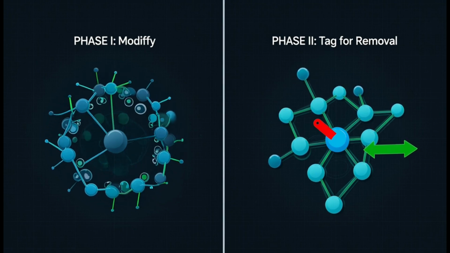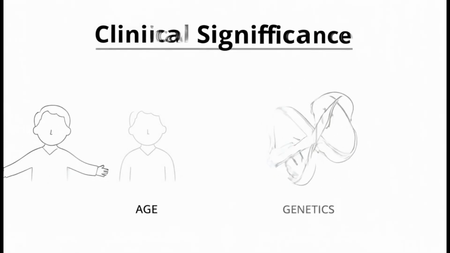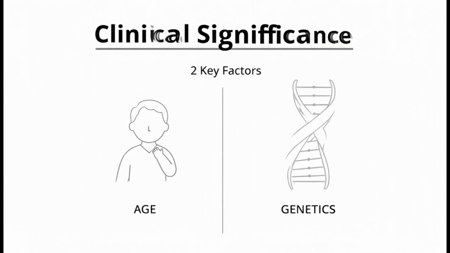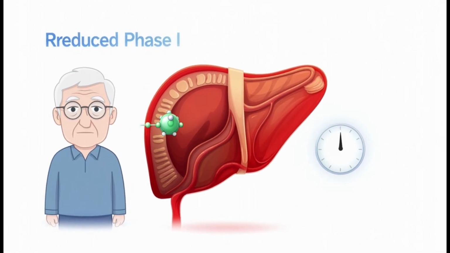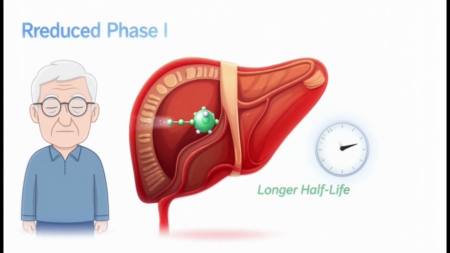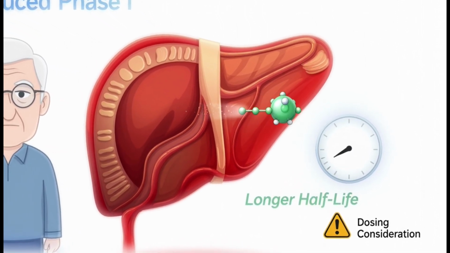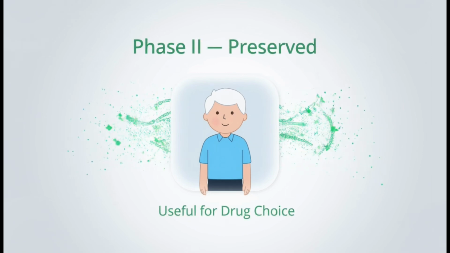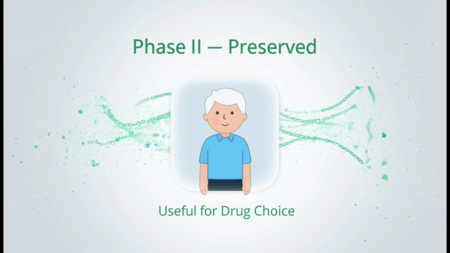So now that we understand the two phases, let's look at why this actually matters clinically. And there's really two big factors here: age and genetics. Starting with age, older patients tend to have reduced phase 1 metabolism, so those CYP450-mediated reactions slow down, and this means drugs that rely heavily on phase 1 can end up with longer half-lives in elderly patients, which is a huge consideration when you're dosing. Phase 2 metabolism, on the other hand, tends to stay relatively preserved with age, so that's actually useful to know when you're choosing between drugs.